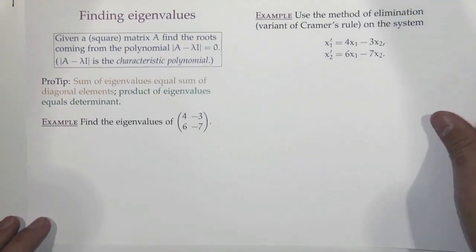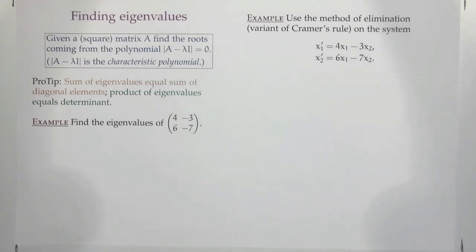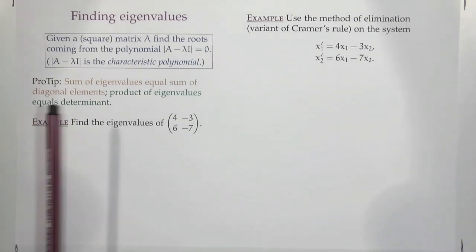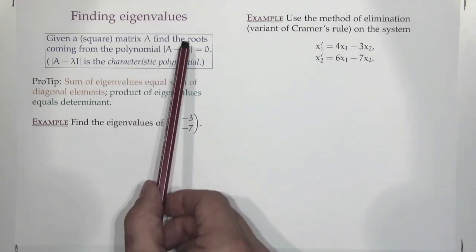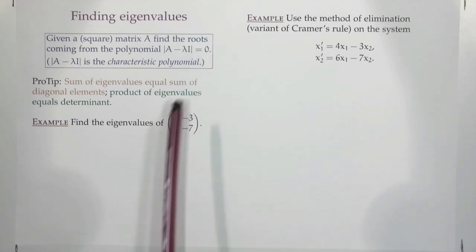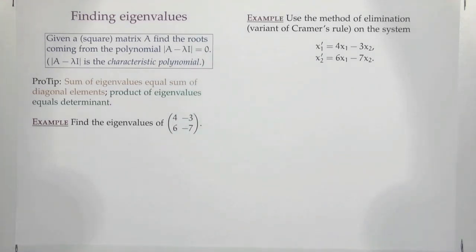Here's the method. Finding eigenvalues. So, we start with a matrix. We set up a polynomial by writing down A minus lambda I, take that determinant, and set it equal to 0. This is called the characteristic polynomial.